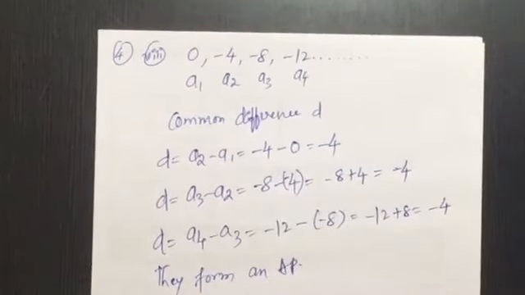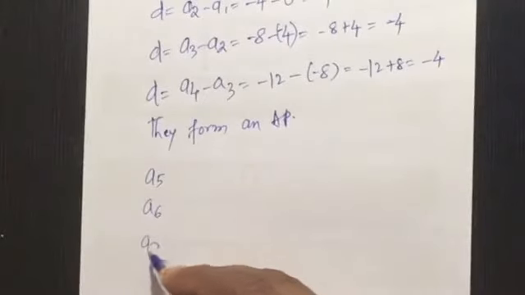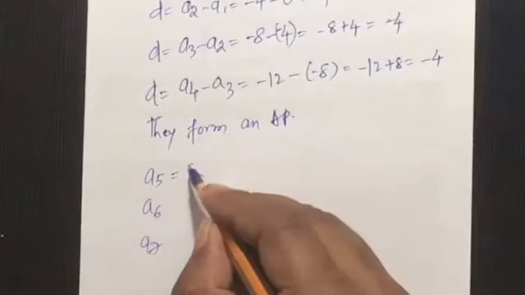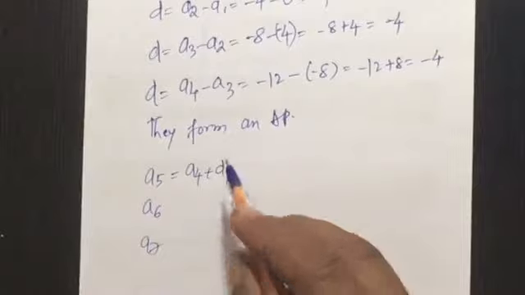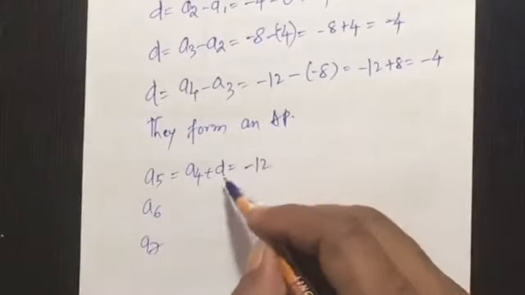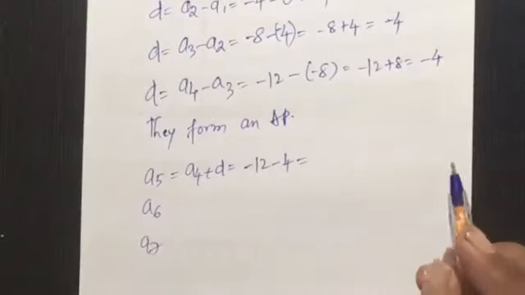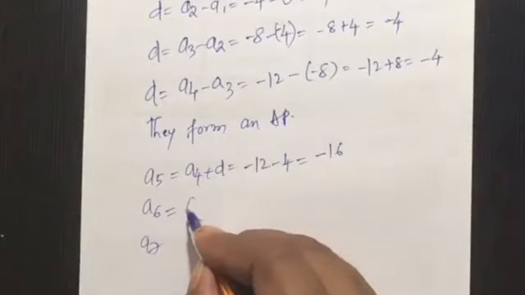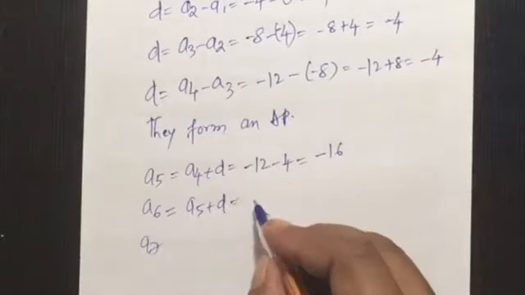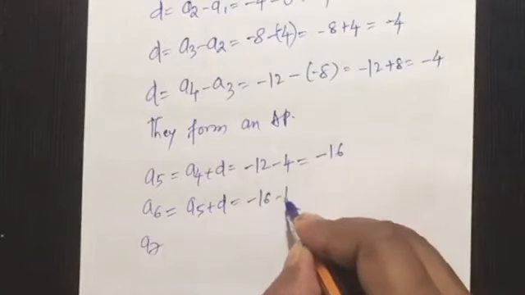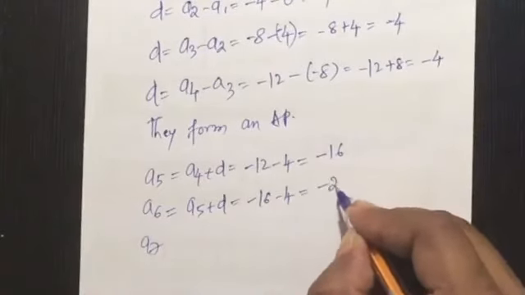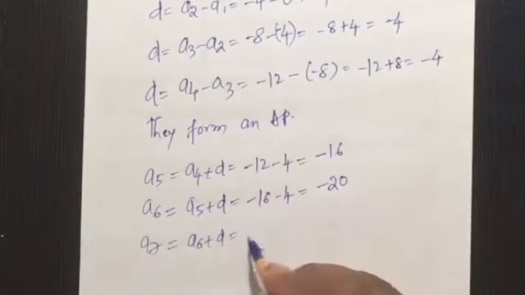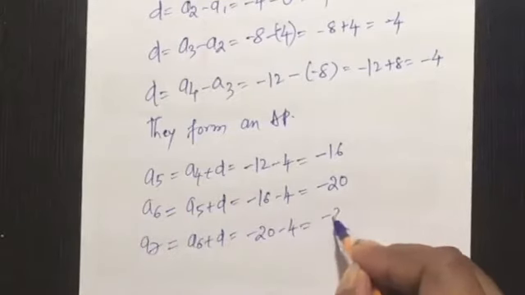We have to find A5, A6, A7. So how to find A5? A5 is nothing but A4 plus D. A4 is minus 12, D is minus 4, so the answer becomes minus 16. Similarly, A5 plus D, A5 is minus 16, minus 4 is minus 20. Similarly, A6 plus D is minus 20 minus 4, which is minus 24.